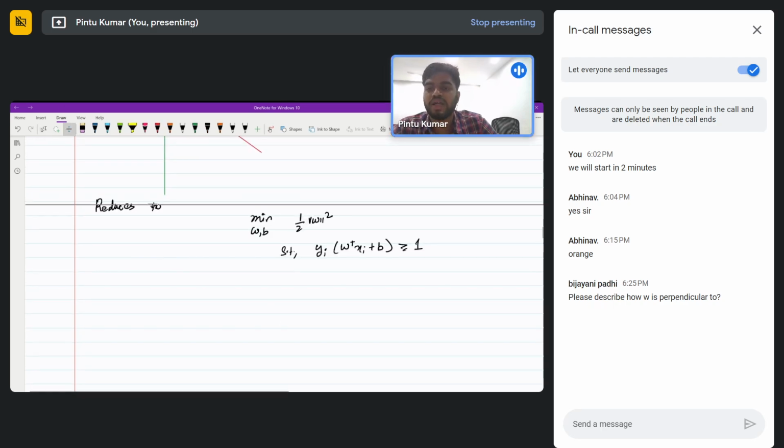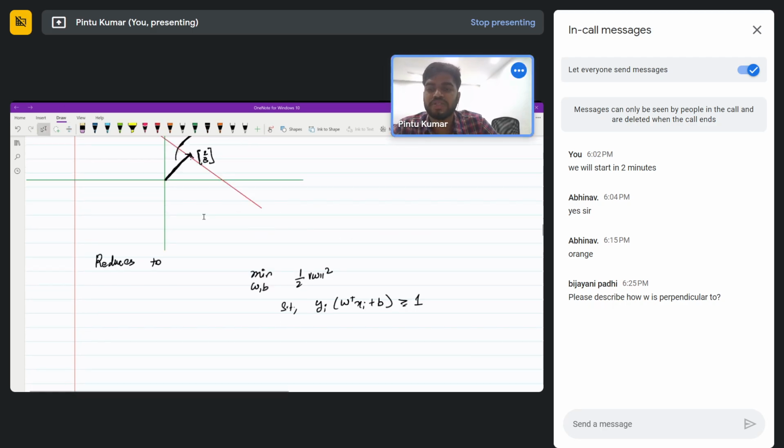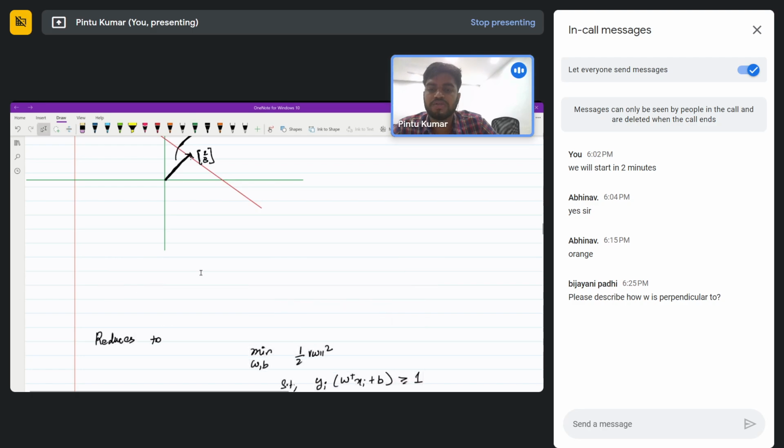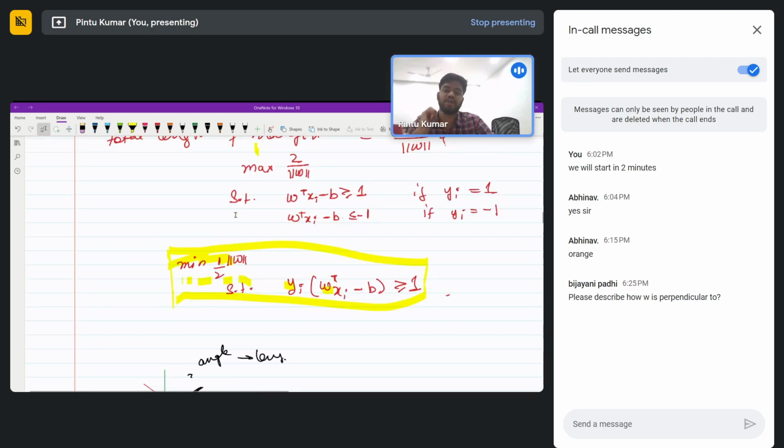Any other doubt in the derivation of the support vector machine that we just did? Why do we minimize this quantity, that is 1 upon 2 norm of W? That I think should be clear. If it is not, please ask.